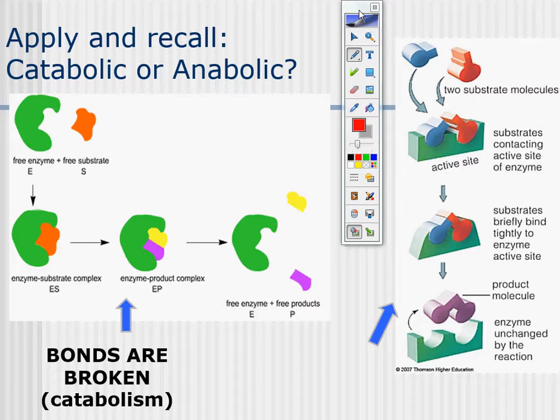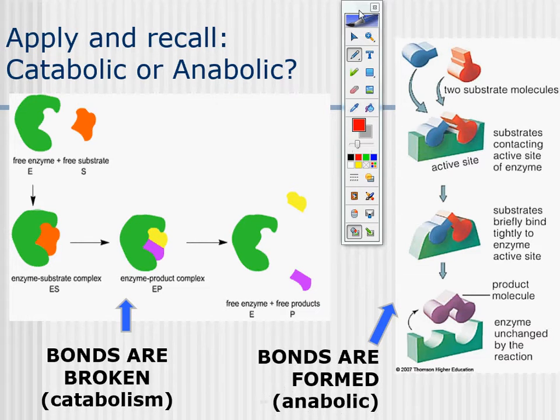Now the second one, is it anabolic or catabolic? A or C? If you make an A, go ahead and try to destroy your neighbor's A with your A. See whose A is stronger. We're all weak. All right, bonds are formed: anabolic.